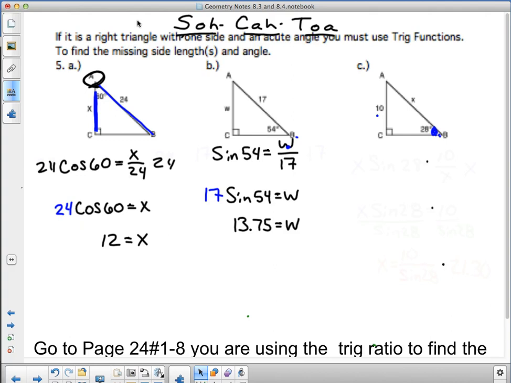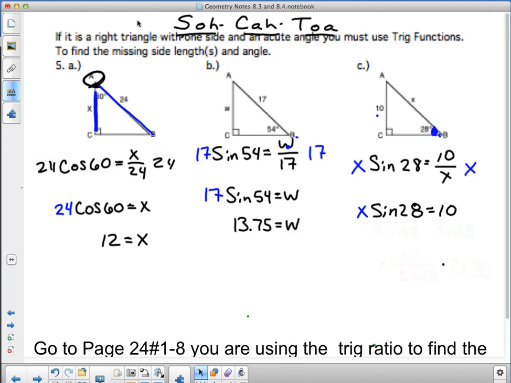On this one, 28. So at 28, 10 is opposite. X is hypotenuse. So opposite over hypotenuse, I'm working with sine. Unfortunately, in this case, I have x in the denominator. So I'm going to multiply by x on both sides, just like I have been. Remember, to get rid of 24 over here in A, I multiplied by 24 on both sides. To get rid of 17 here in B, I multiplied by 17 on both sides. It should have been right there. Now, I'm just multiplying by x on both sides. I just am creating one more step for myself because I want x by itself.